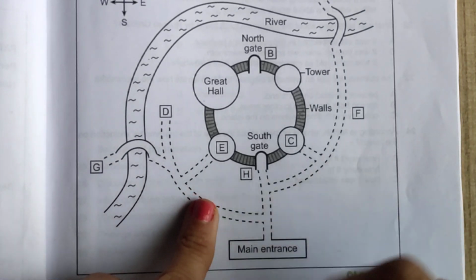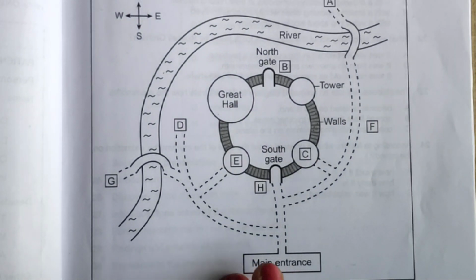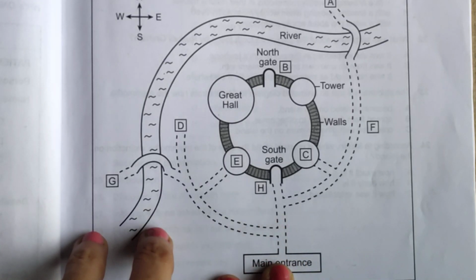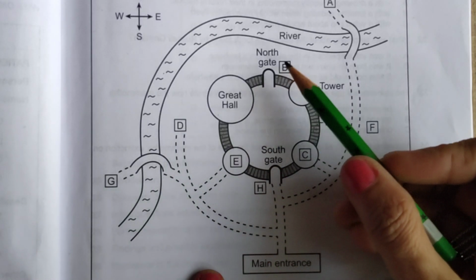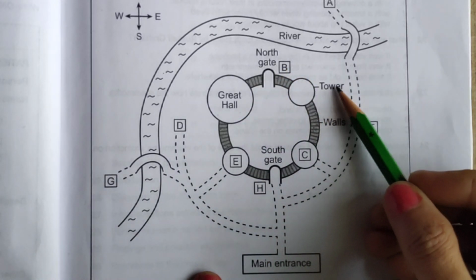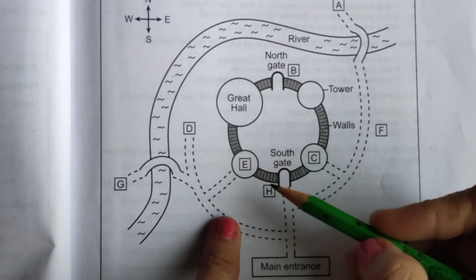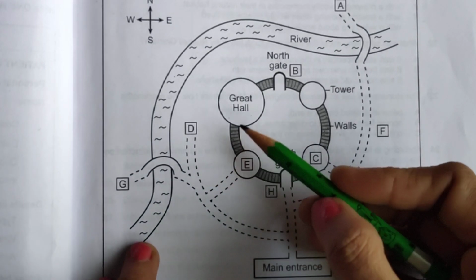First, look at the main landmarks and the important roads they have given, like the main entrance, south gate, north gate, great hall, tower walls. If you are already aware where things are on the map, you can definitely find the answers quickly.